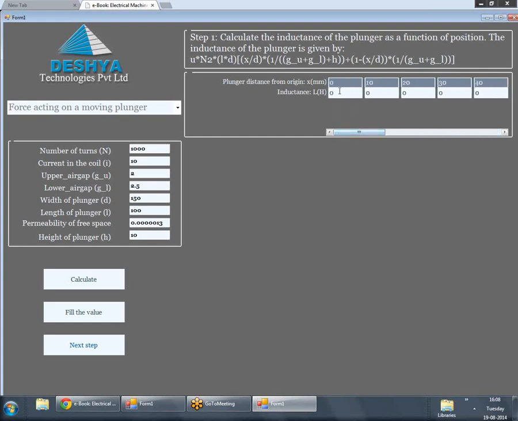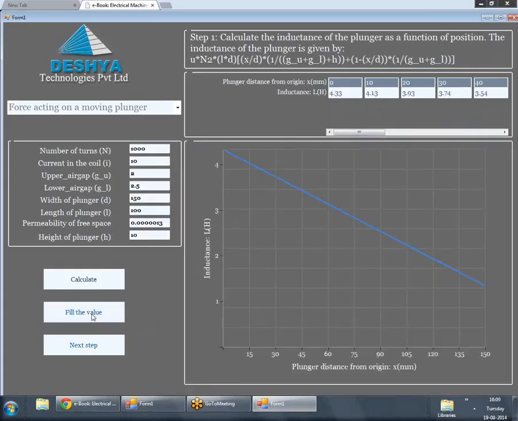What one has to do is calculate the inductance, and for the inductance calculation, the formula is given here on top of the screen, in step 1. One has to calculate that and put the values in these columns, and then the program will automatically check whether the calculated values are correct or not. But just to save time, I will fill the row, and if you see here, this is how you get the variation of the inductance with the movement of the plunger.